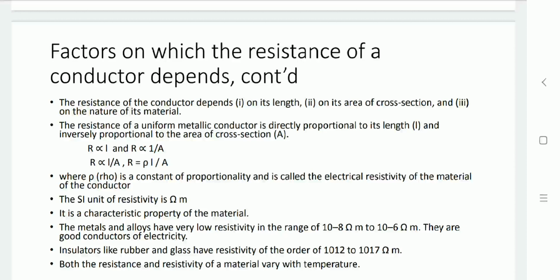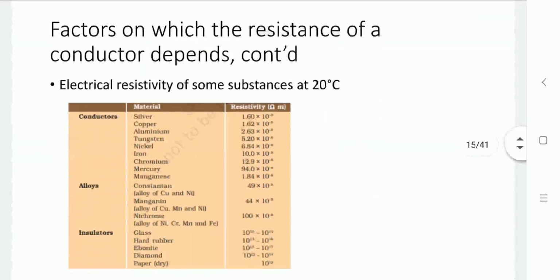Both the resistance and resistivity of a material vary with temperature. Now next, factors on which the resistance of a conductor depends.